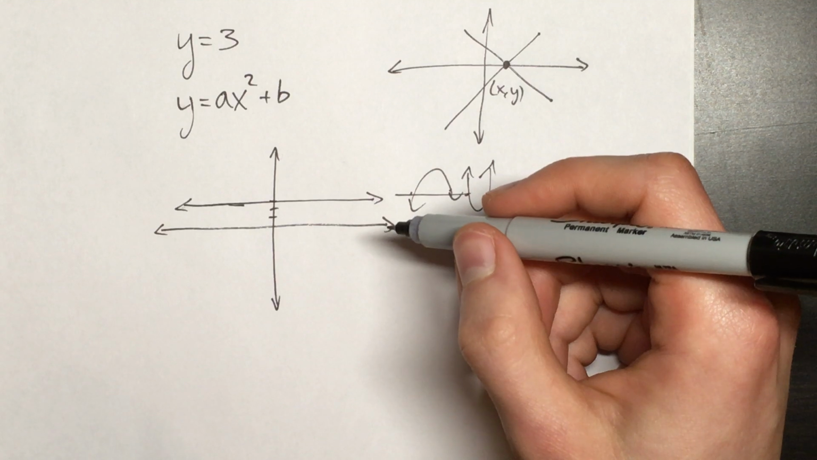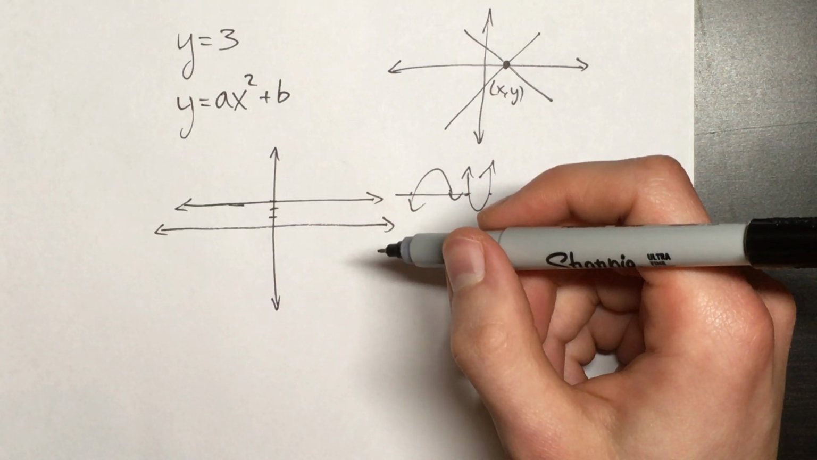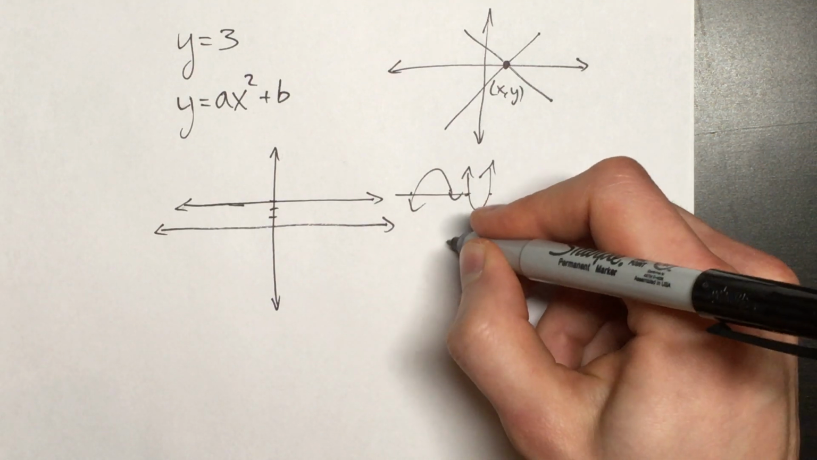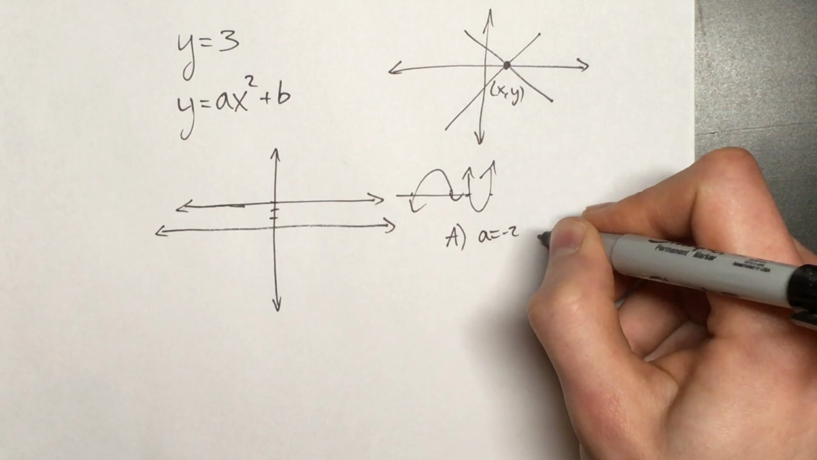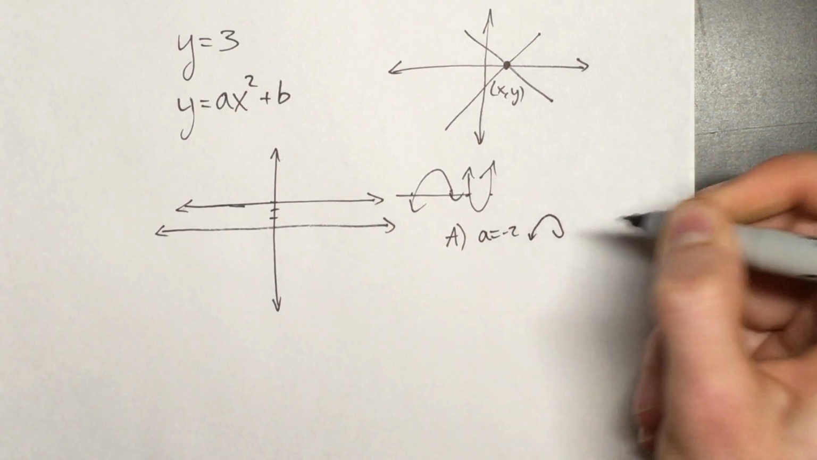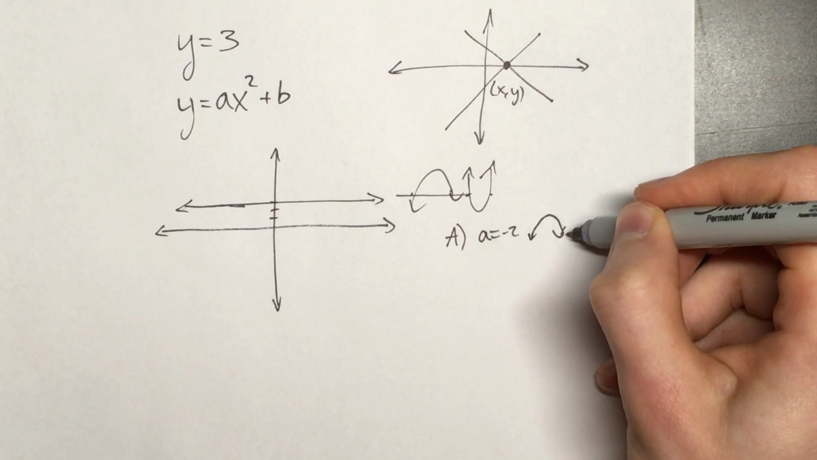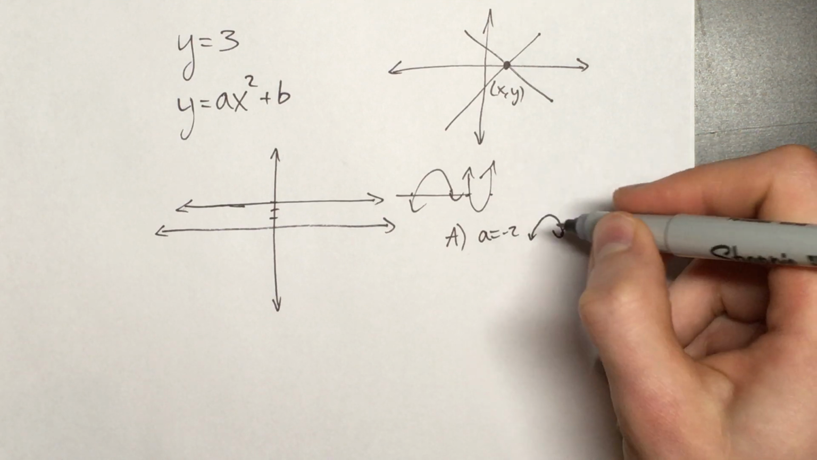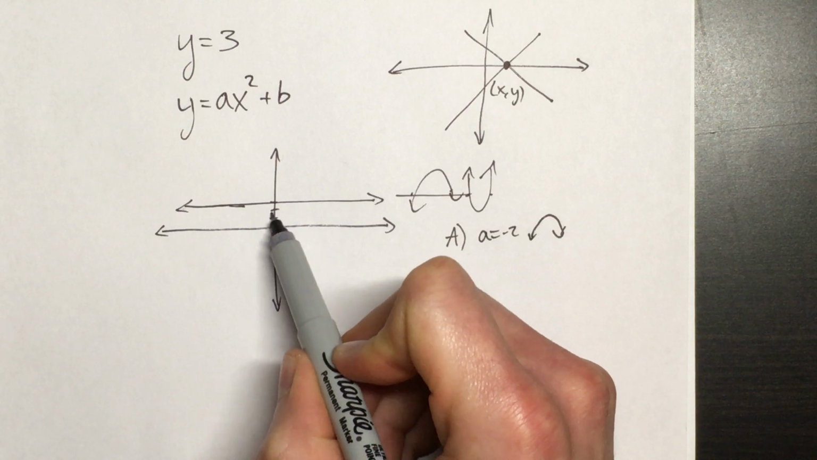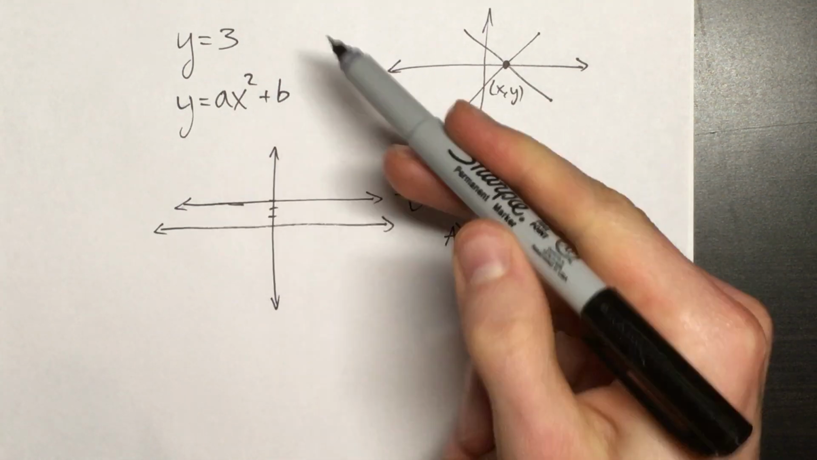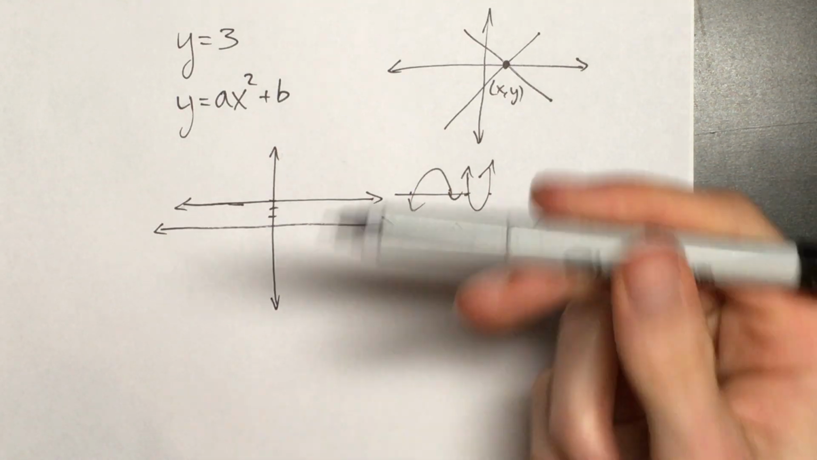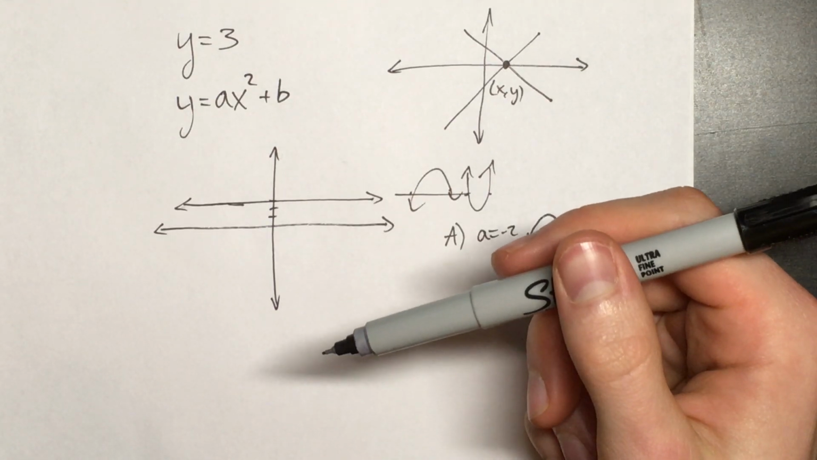So let's see, for option A, we have a equals -2. So variable a equals -2, so it'll be opening down, but its b is only 2, so it would actually only reach up to this point right here and then open down like that. So it wouldn't reach this line at all. There would be no solution. So it's not A. What about B?